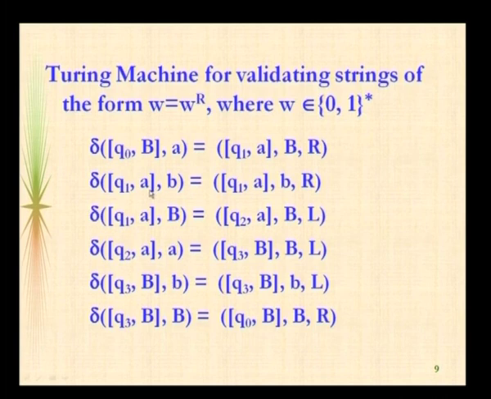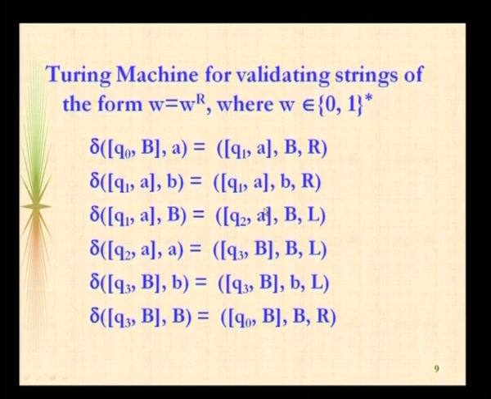So q1 will keep on skipping all the symbols until it finds a blank. So q1 comma a, which is the finite control, b is the current tape symbol, you leave it as it is. So q1 comma a, leave it as blank and move towards right. The next one, q1 comma a: the finite control is in the same state, but instead of getting a symbol from the tape, we find a blank.